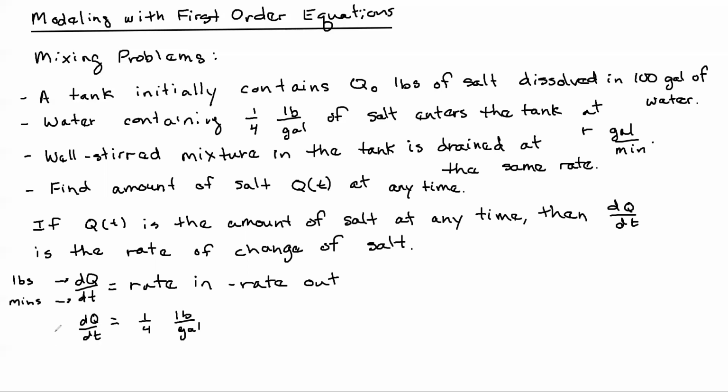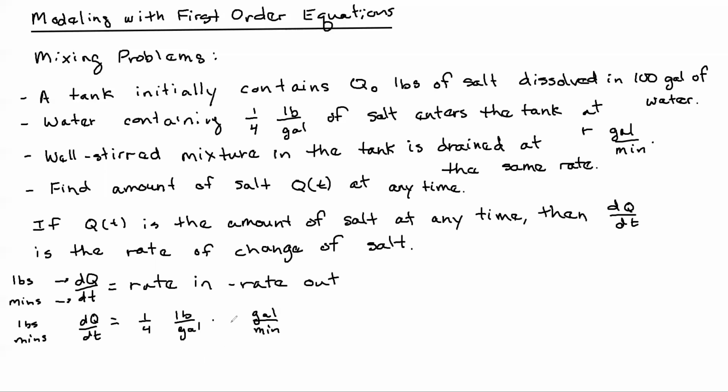Okay, so that's still going to be dQ/dt, and we still want pounds in the numerator and minutes in the denominator. So let's take a look. If you just take the 1/4 pounds per gallon they gave us, do we have pounds over minutes? Well, we have pounds over gallons. That doesn't work. We need pounds over minutes. So we need to multiply by something to convert this pounds per gallon into pounds per minute. Ideally, that thing we would multiply by would have gallons over minutes, because we want to convert this pounds per gallon into pounds per minute.